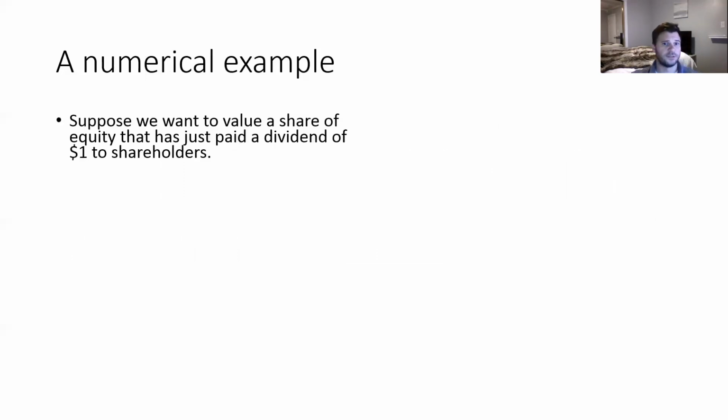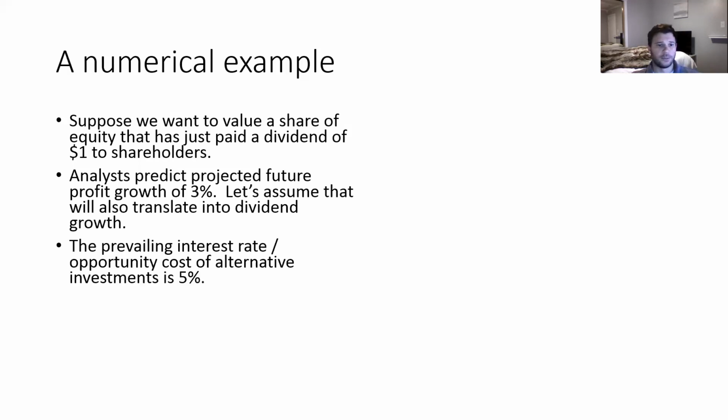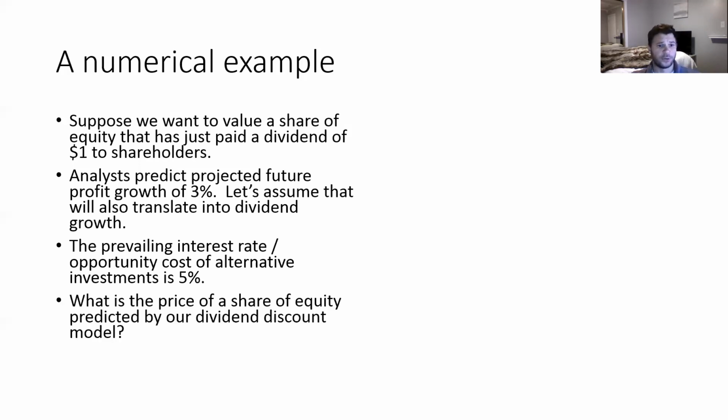So suppose we want to value a share of equity that has just paid a dividend of $1 to shareholders. So this dividend was paid before we buy the stock. Okay, so it's not in our dividend stream that we're going to collect from owning the stock. Analysts project that future profit growth is going to be about 3%, and we'll assume that translates into dividend growth. And if the prevailing interest rate in the market is about 5% on our best alternative investment, the question is, what is our willingness to pay for a share of equity predicted by our dividend discount model?